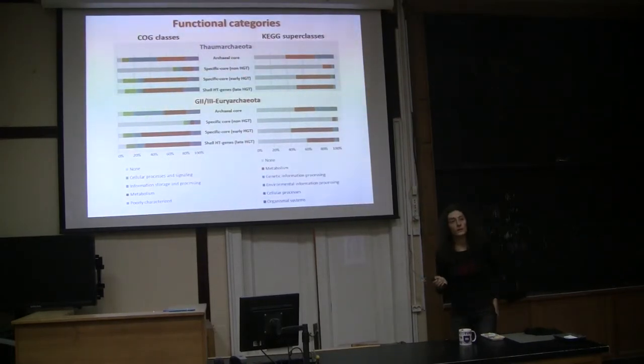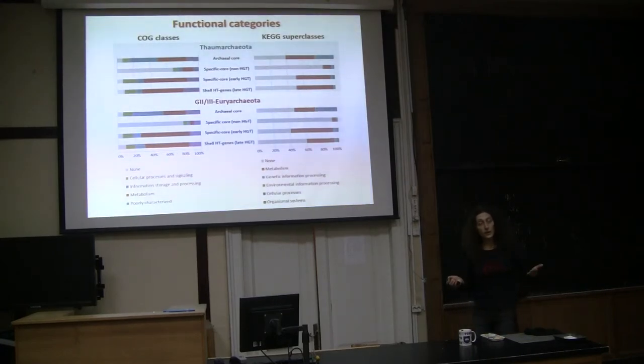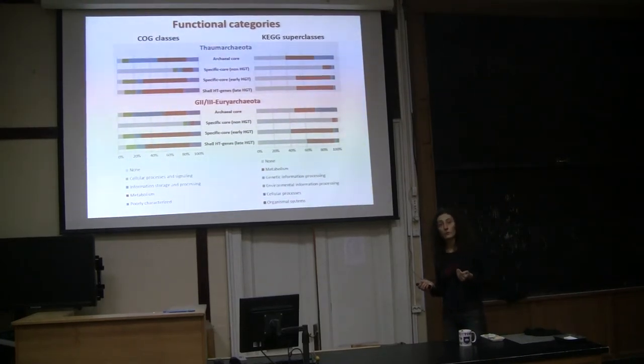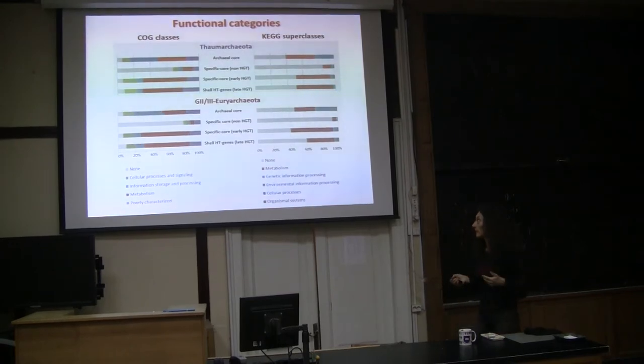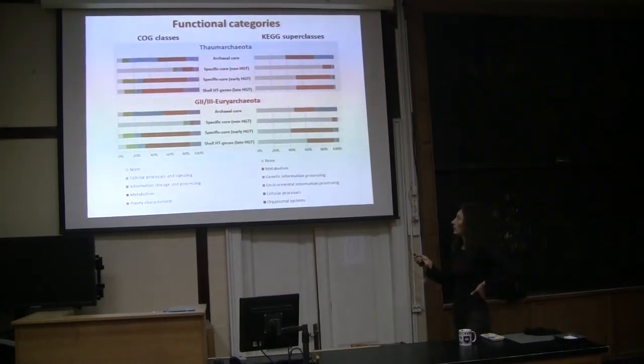We also looked at the functional categories of the genes that had been acquired by Archaea from distant donors, from bacteria essentially. And here, what you see is for the Archaea and the Eukarya, the functional classification according to COG, the COG classification system, and to the KEGG. So here we are looking at pathways.